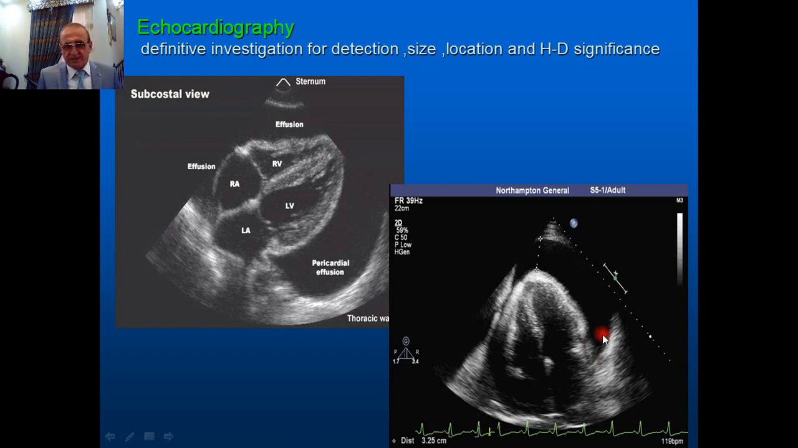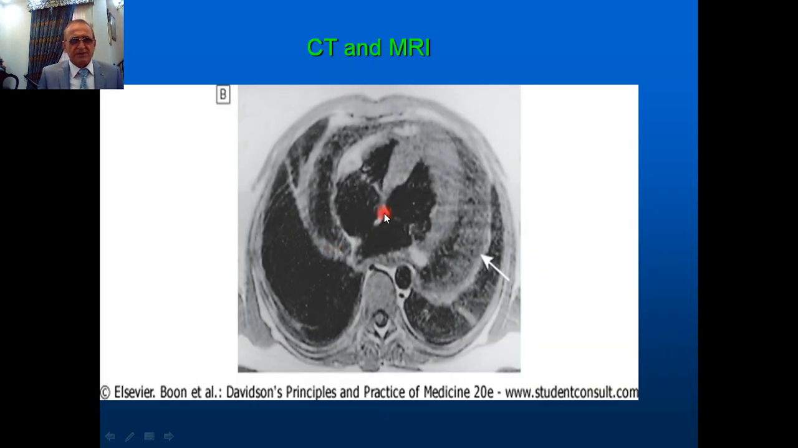And this is, let us say, an inverted heart shadow. These are the ventricles, and these are the atria. This is the interventricular septum, interatrial septum, and around the heart you will see this black area, which is the sound reflection of the fluid. So by echo, sometimes you might do a CT or MRI. This is not necessary in all cases. This is effusion anyway.